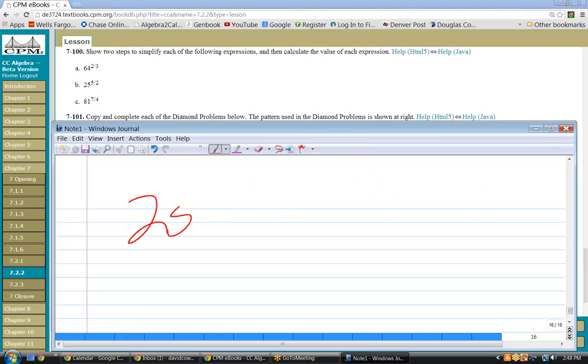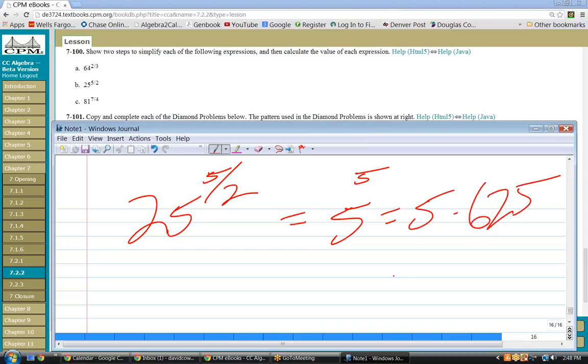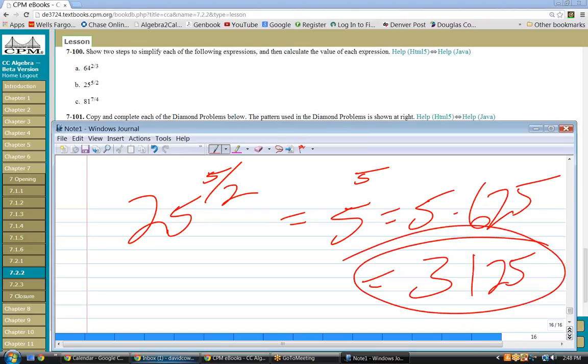What's 25 to the 5 halves? The square root of 25 to the 5th. What's the square root of 25? 5. So it's 5 to the 5th. And I believe that that is 5 times 625, which is 3,125.